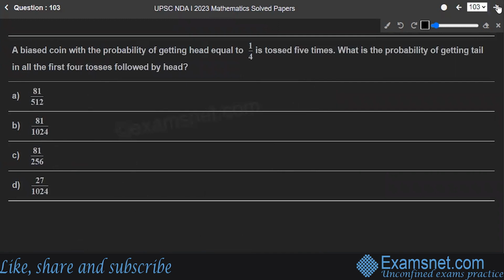Next is question number 103. A biased coin with the probability of getting a head equal to 1 by 4 is tossed 5 times. What is the probability of getting a tail in all the first 4 tosses followed by a head? So you are given that the probability of getting a head is equal to 1 by 4. That means the probability of getting a tail is equal to 3 by 4.